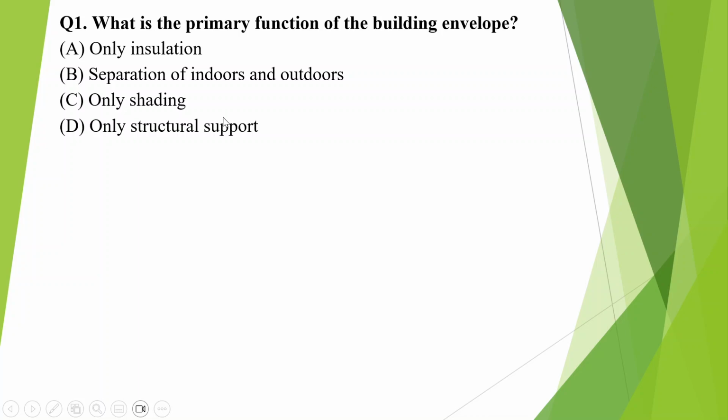Option B is the correct answer for this question, because all of you know that the building envelope acts as a screen of the building, separating the conditioned indoor environment from the outdoor environment while ensuring the comfort and protection of the occupants. So option B was the correct answer for question number 1. Whoever has marked option B is absolutely correct, and whoever has not marked it correctly, I have explained to them.